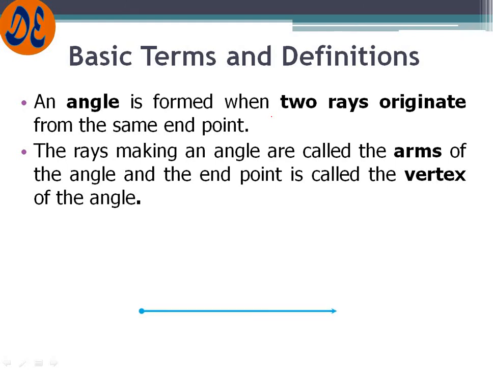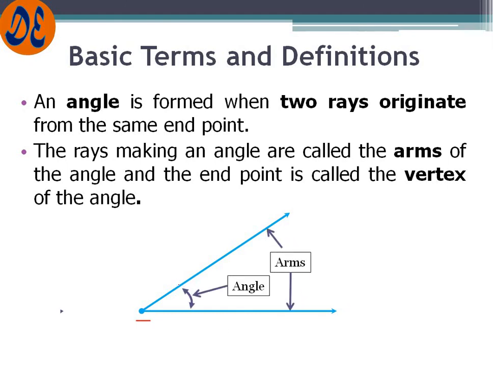Let me show you with an example. Now you can see one ray, another ray. Now you can see here a common point. So this area, this particular slant, is known as an angle.